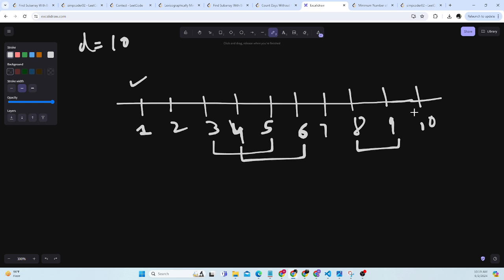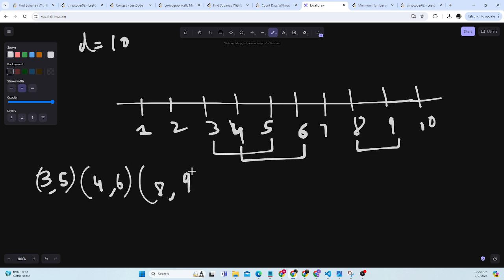So now how to proceed with that? Whenever we have questions regarding intervals, we try to sort the intervals. What we'll try to do here is sort the intervals based on the start time. So if we sort the intervals, one interval will become 3, 5, next will become 4, 6, and next will become 8, 9. So we have three intervals which are sorted by their start time.